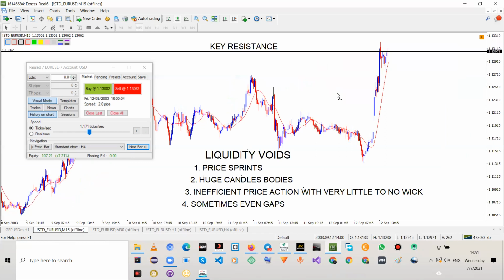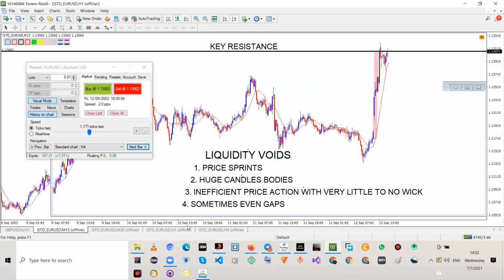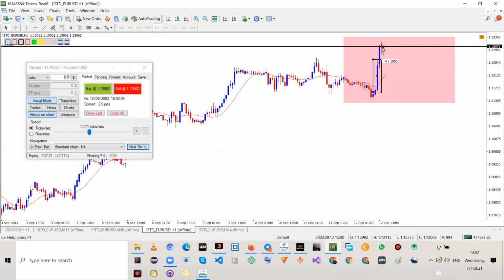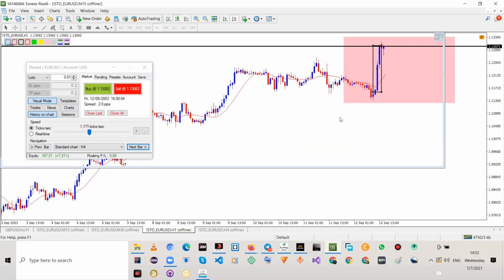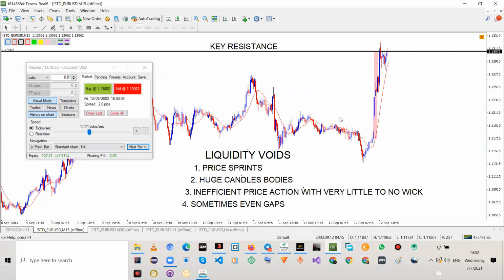This is on the M15, but we still have them. You can see here, still have them, and you have the gap. The gap encompasses this whole area, and we do have another one right here. So on the H1 time frame, this whole area is a sharp run. It's a price sprint by the market, by the price action. So it encompasses forming the liquidity void trade.